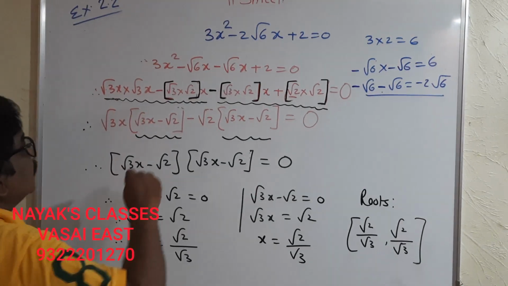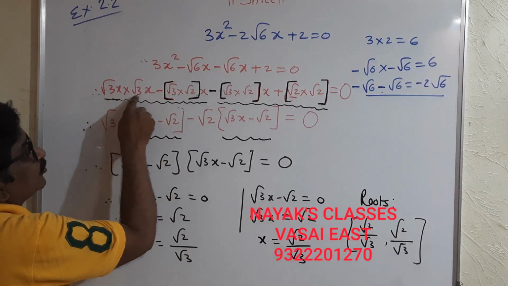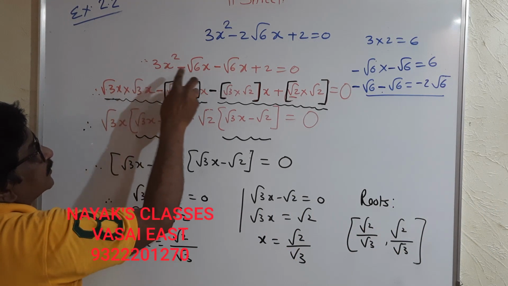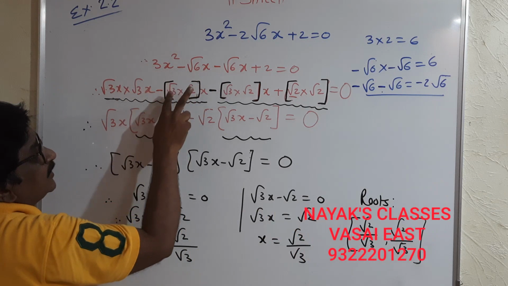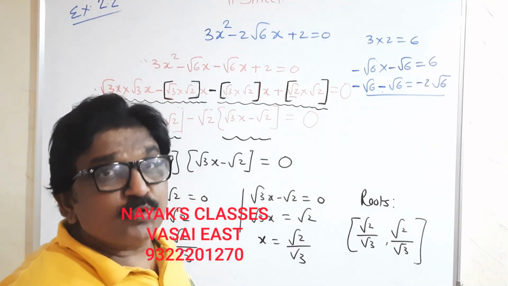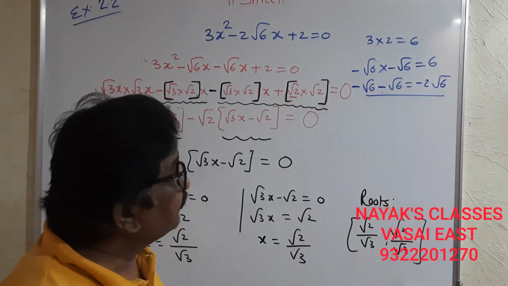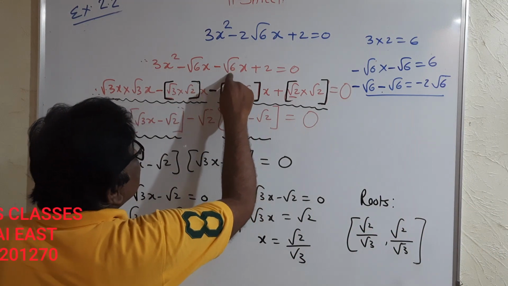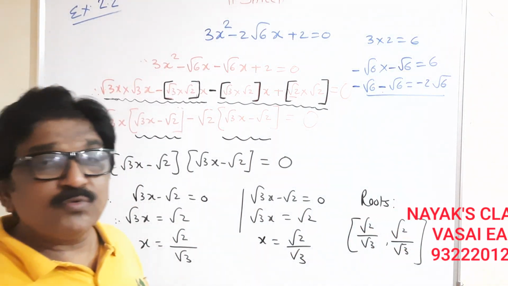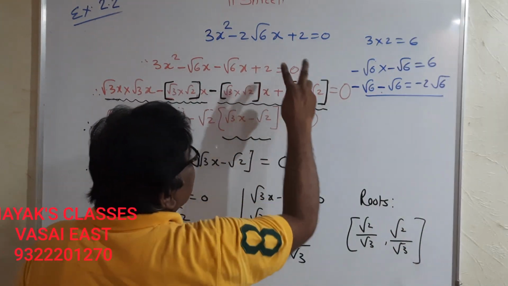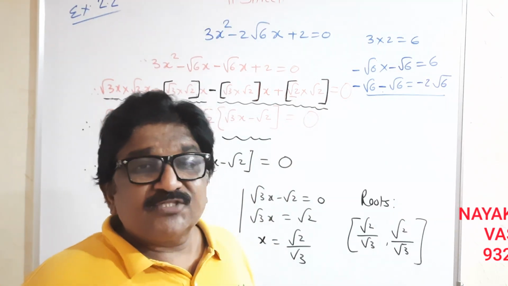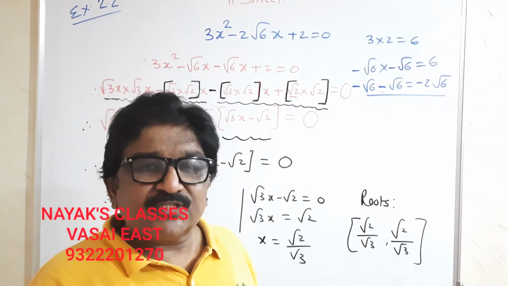Root 3 can be written as root 3 into root 3, x into x, so this becomes 3x square. This root 6 can be written as root 3 into root 2, and this 2 is written as root 2 into root 2. Refer to last year's third part, you will get the things clear.